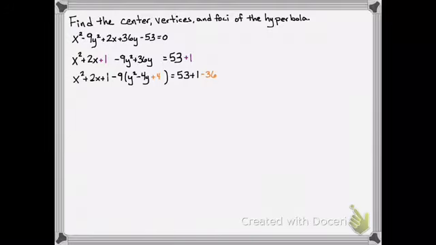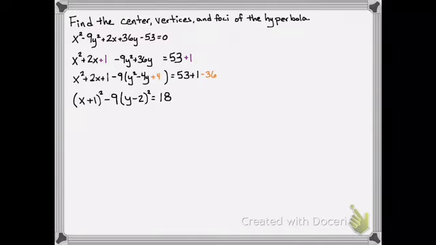So the next thing I'm going to do is I'm going to factor these two different variables. So x squared plus 2x plus 1 factors into a nice (x plus 1) quantity squared. The minus 9 is going to stay here, and in parentheses, that y squared minus 4y plus 4 factors down into a nice (y minus 2) quantity squared. And then over here on this side, I've got 53 plus 1 is 54, minus 36 is 18.